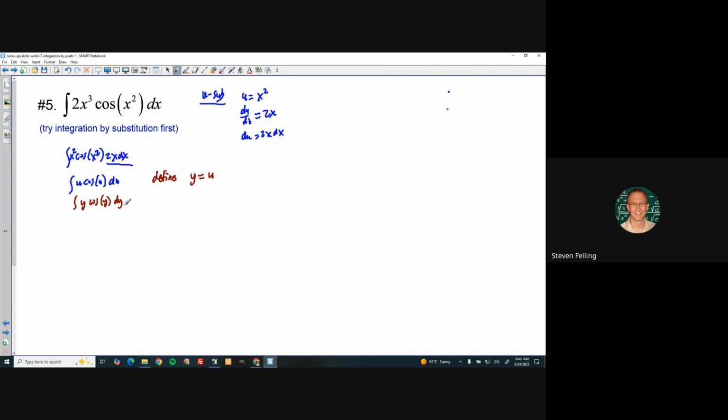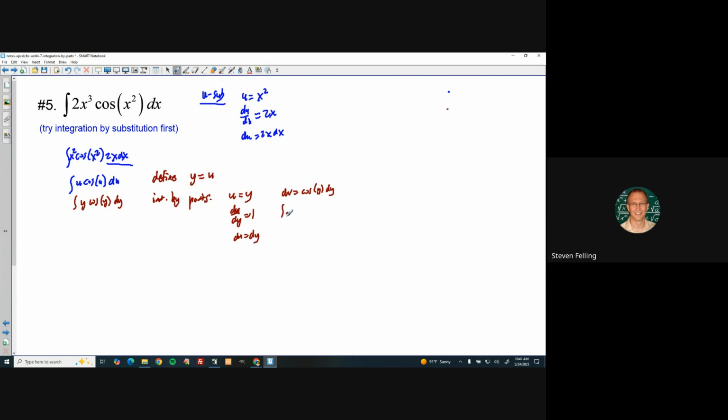Okay? Now I'm going to do integration by parts. In integration by parts here, I'm going to define u to be the y. I'm going to define the dv to be the cosine of y dy. And then I'm going to take the derivative here, which would be du dy. That's 1. So du equals dy.